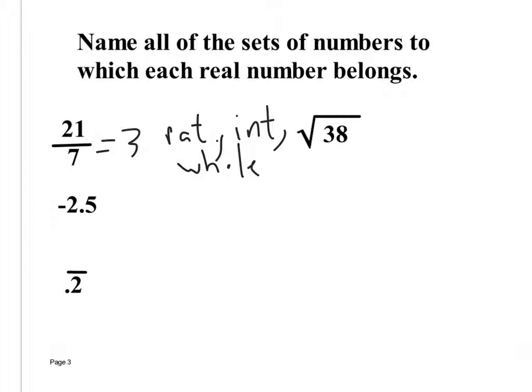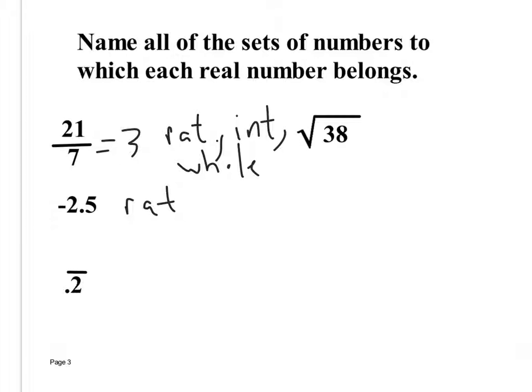Negative 2.5. Can this be written as a fraction? Yes, so it's a rational number. Is this an integer? Does it have a decimal? Yes. So that means it can't be an integer. Integers and whole numbers don't have decimals or fractions. Since it's not an integer, could it be a whole number? No. So all this is rational.